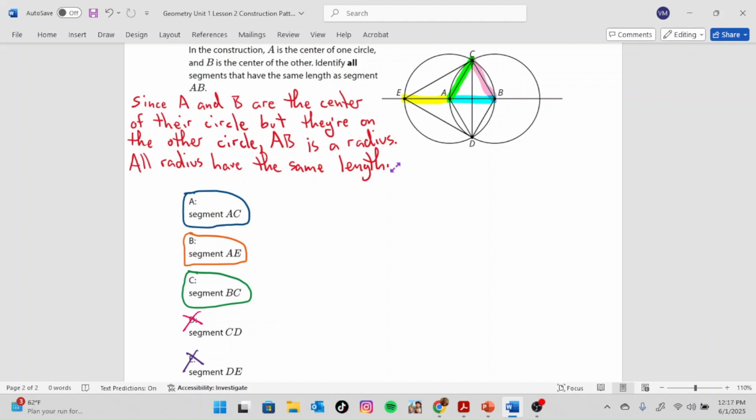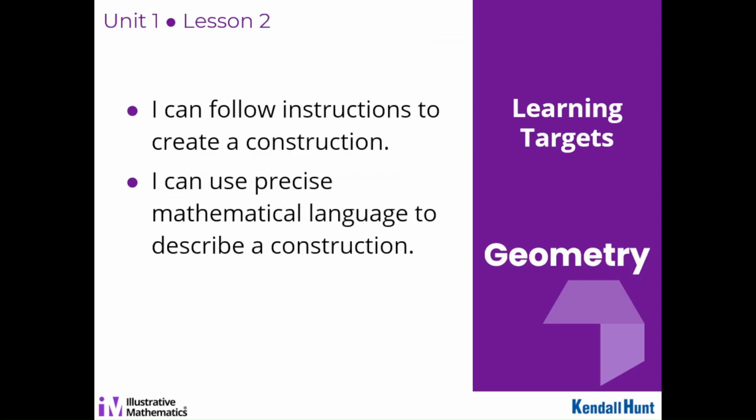Now let's go back and review the learning targets to make sure you've learned everything you need to be prepared before heading to the next lesson. Let's review the learning targets for lesson 2. Number 1 says that you can follow instructions to create a construction. This is something that you will practice in your classroom using a straight edge and using a compass.